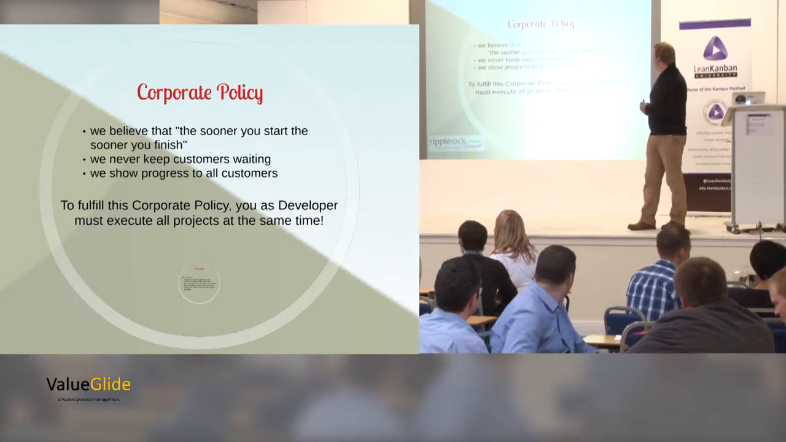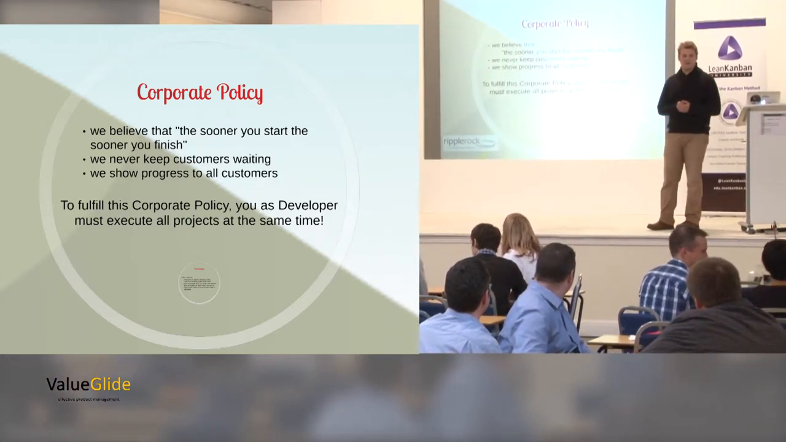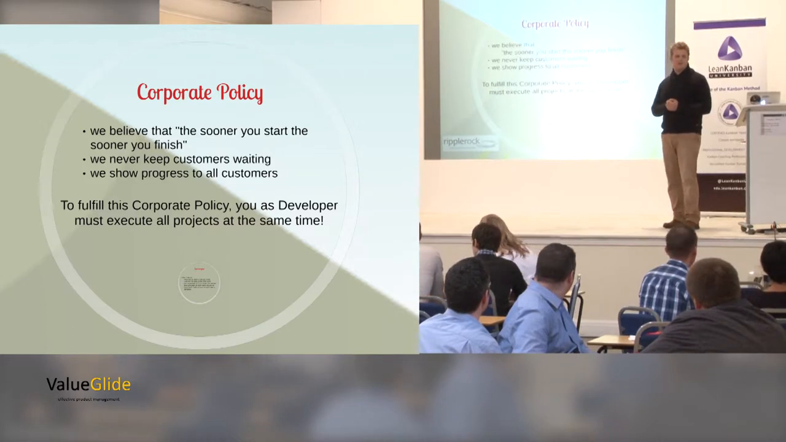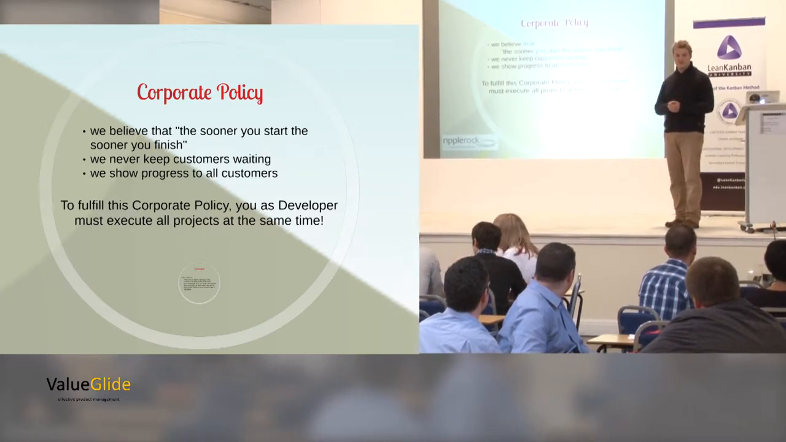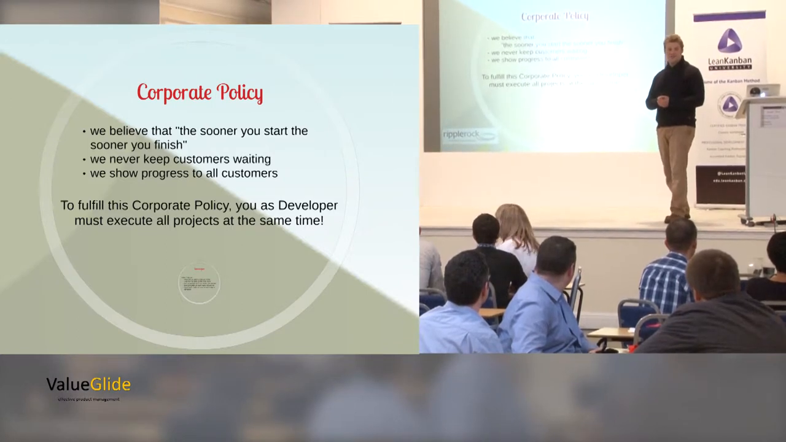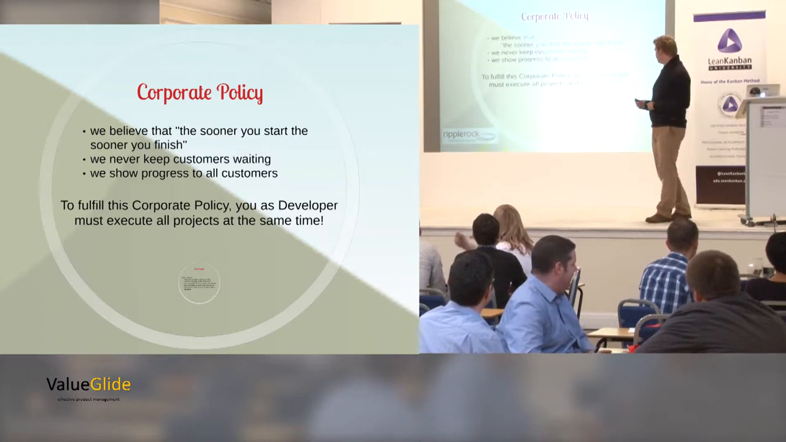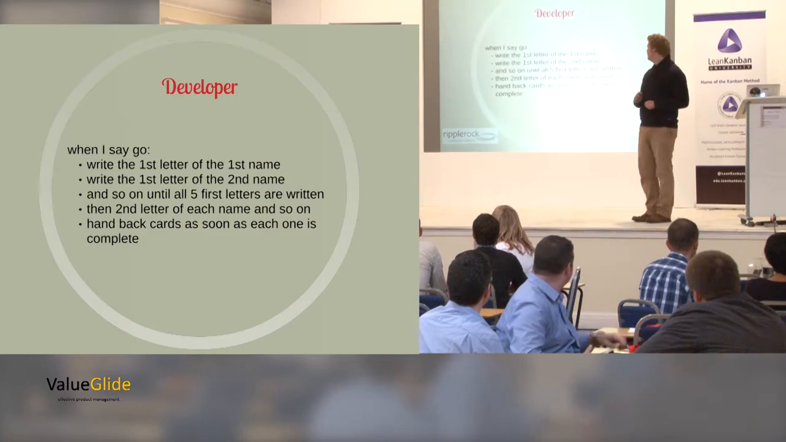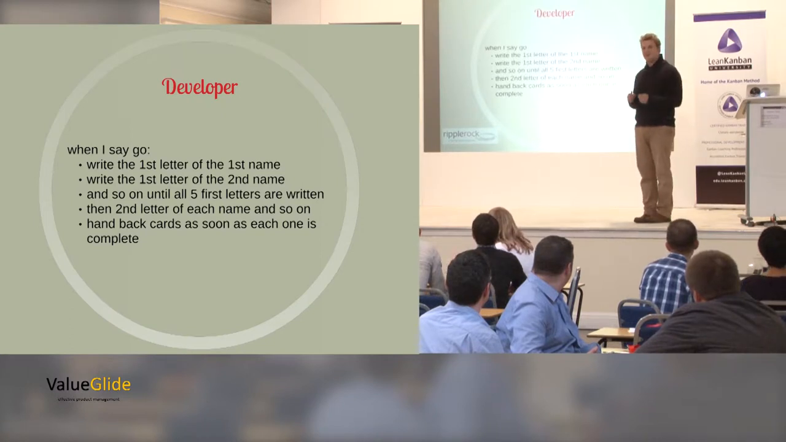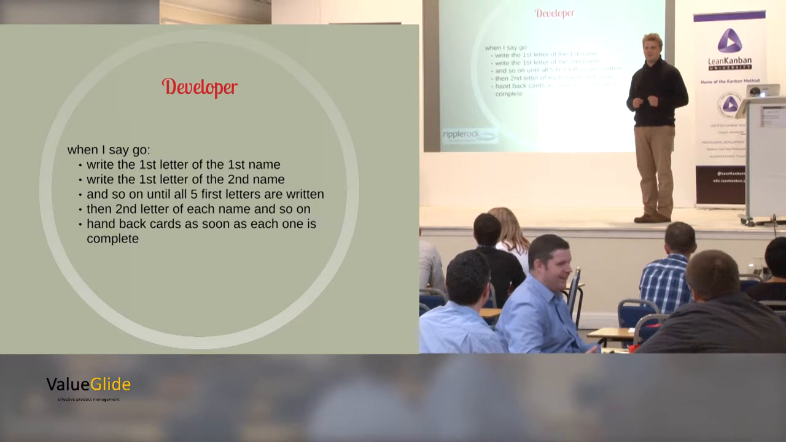Developers, we've got a corporate policy here that we believe the sooner you start something, the sooner you finish it. We're not to keep the customers waiting, so if there's a customer there, you're to take their card and start working on it immediately. So when I say go, you're to take the first card and write the first letter of that name, take the second card, write the first letter of that name, and so on until you've completed each card. Does that make sense?